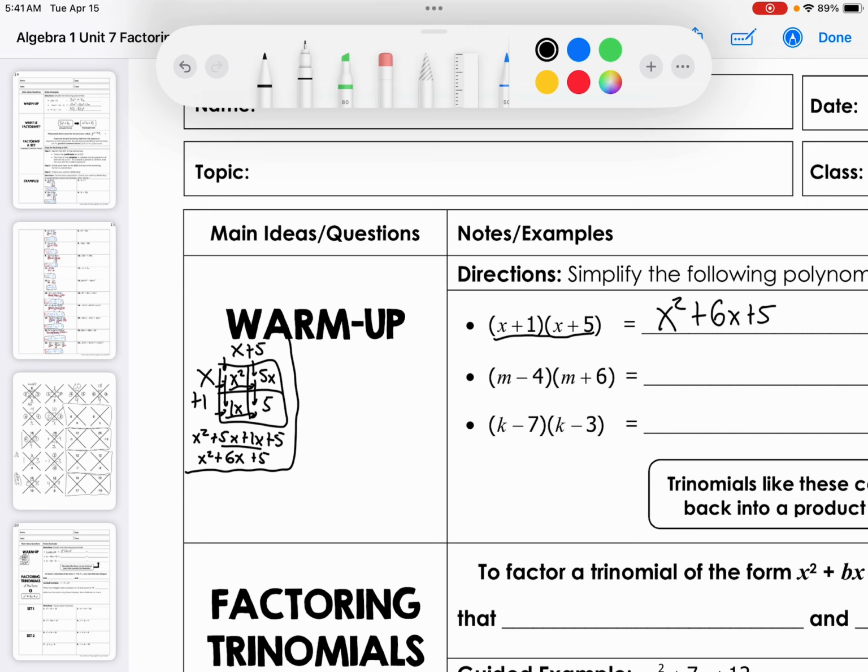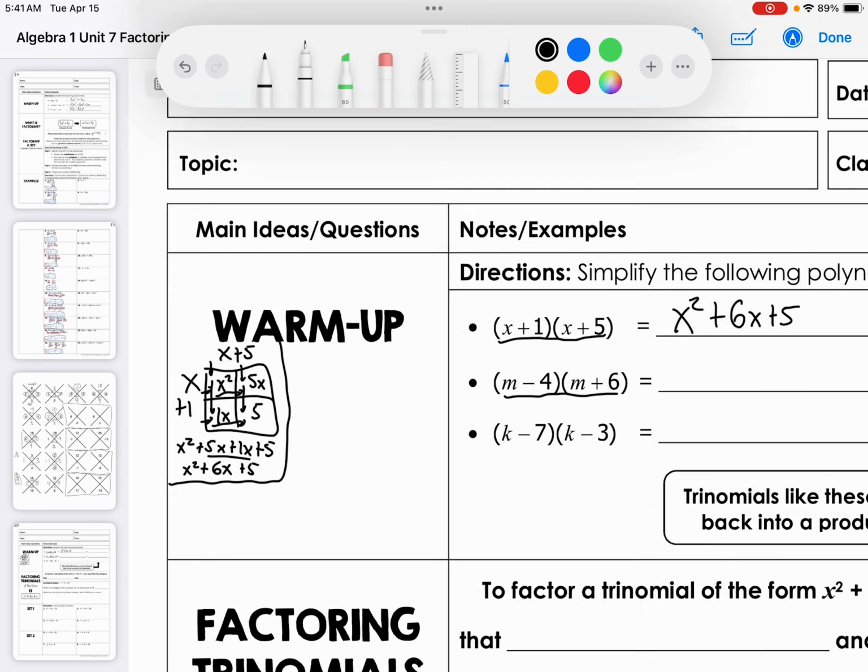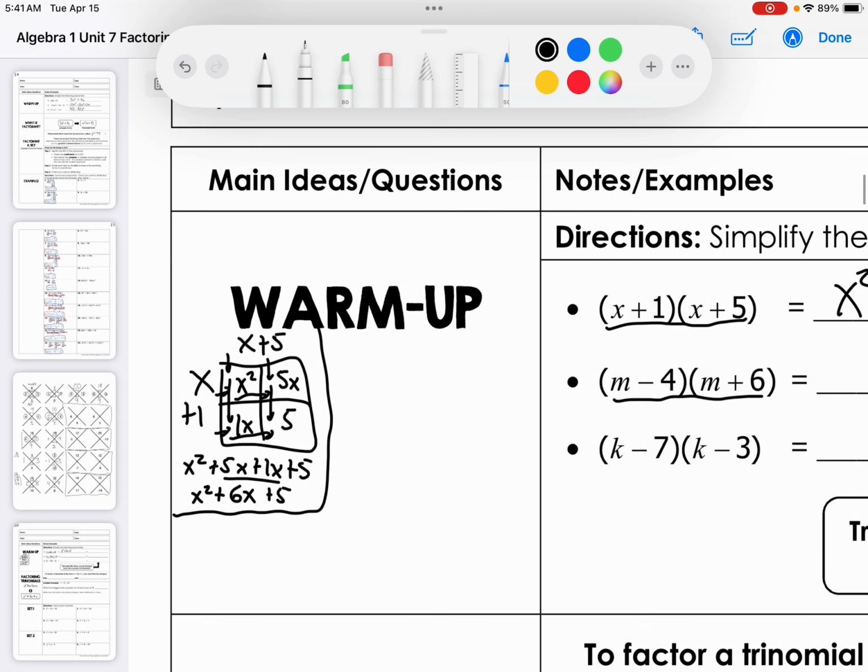Okay, for the next one, I have m minus 4 times m plus 6. So we would have m minus 4 and then m plus 6. And again, draw this box to multiply in. In this box, m times m would give me m squared. In this one, m times 6 would give me 6m. This one, m times negative 4 would give me negative 4m. And on the last one, negative 4 times 6 would give me negative 24.